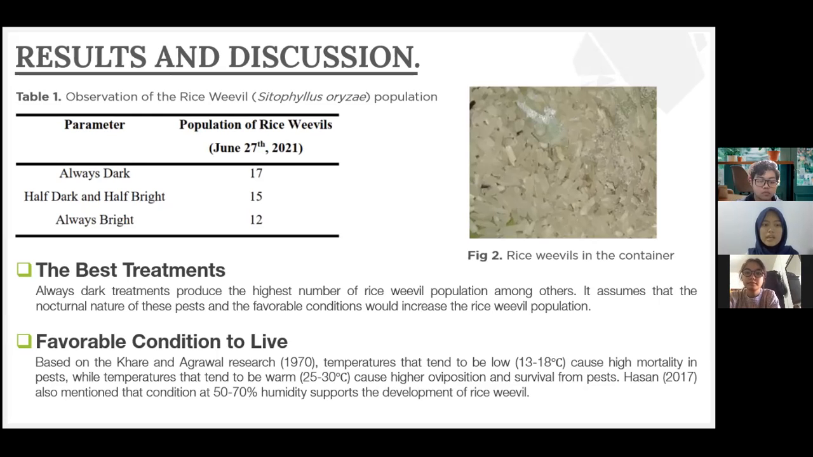Based on Kar and Agrawal's research, temperatures that tend to be low cause high mortality in pests, while temperatures that tend to be warm cause higher oviposition and survival of pests. Hassan also mentioned that conditions at 50 to 70% humidity support the development of rice weevil.